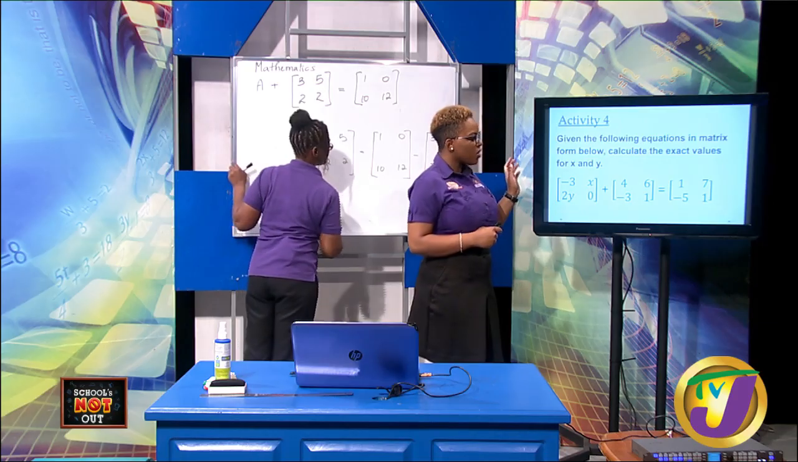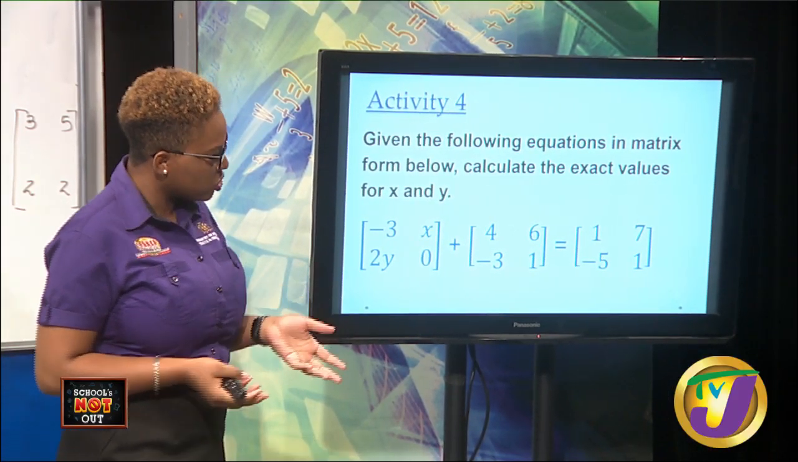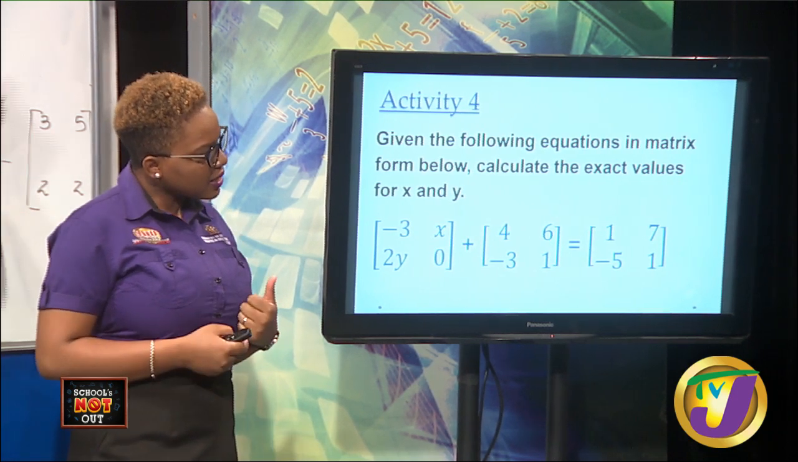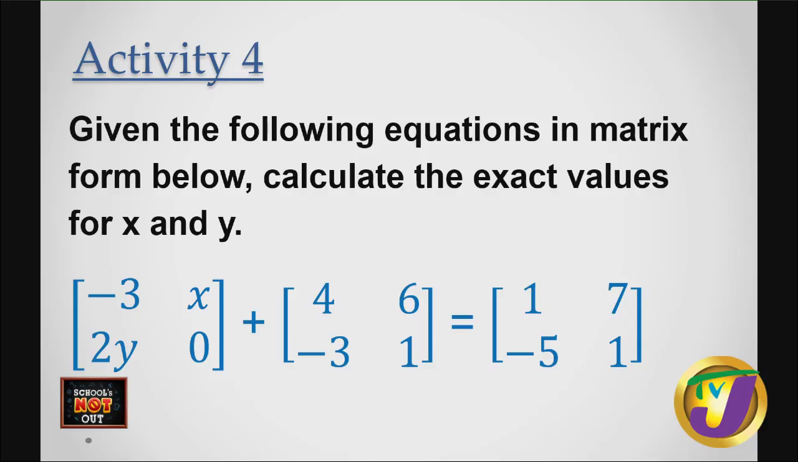So here is our 4th activity. Given the following equations in matrix form below, calculate the exact values for x and y. Are you trying at home? I hope you're working out these questions. So I'm not waiting on you to set me up. I'll look for myself and I will write what is there so we can ensure we have the correct thing.